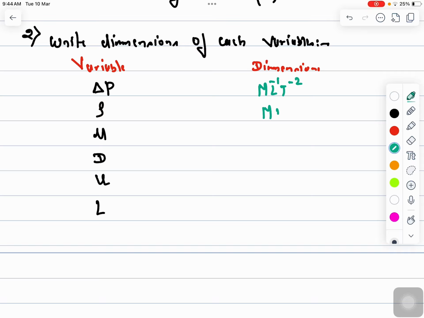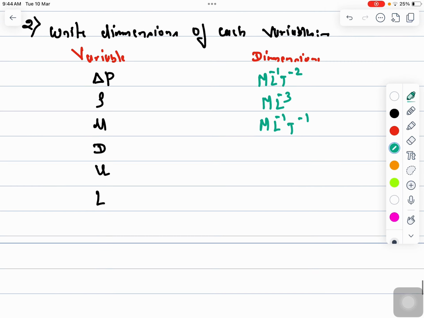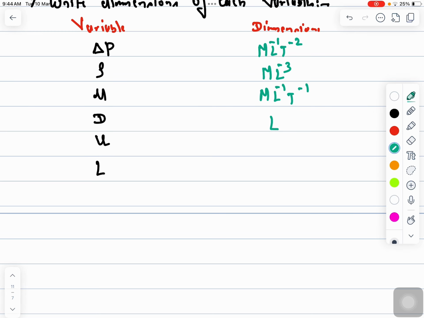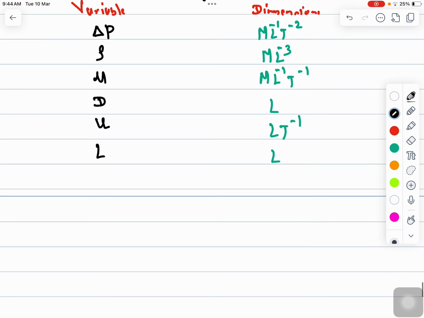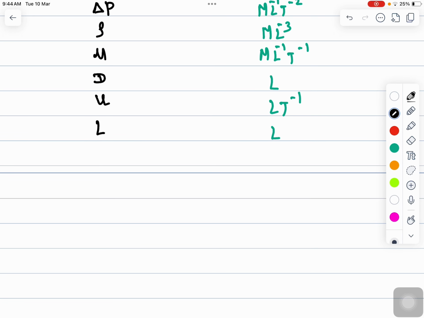Density unit is M L minus 3. Viscosity is M L minus 1 T minus 1. Diameter will be length only. Velocity is L T minus 1. And the L is your length of the pipe, that is L. So if you see here, how many primary dimensions are there?